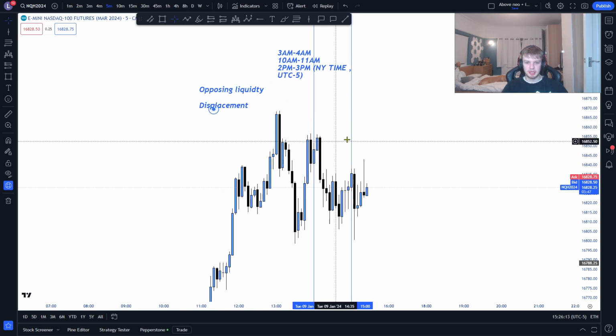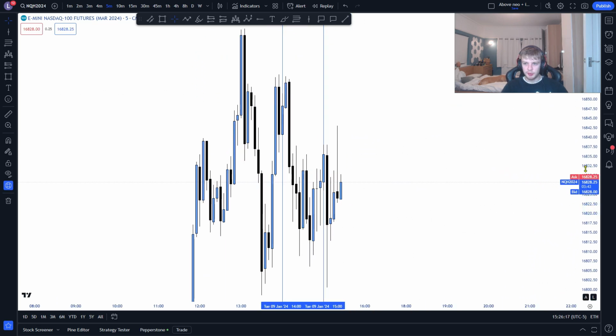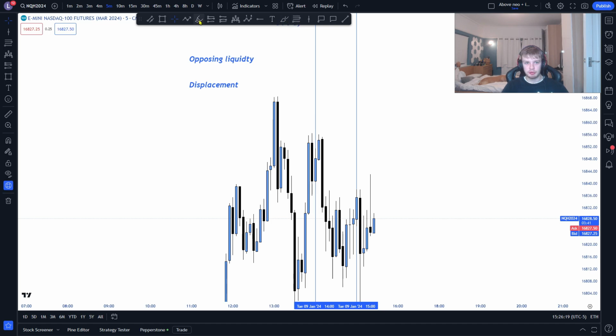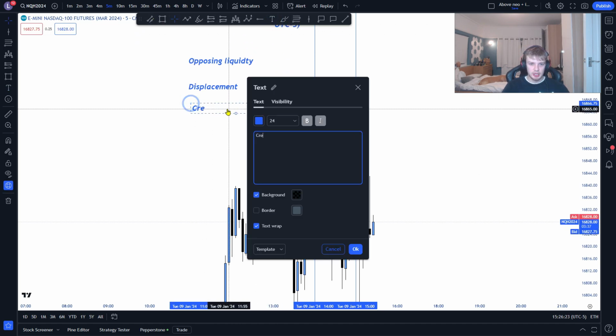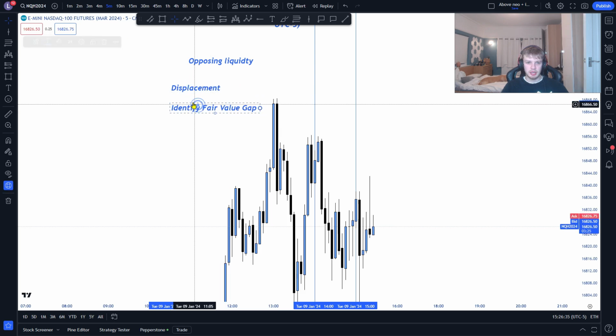Now, I'll briefly explain displacement, okay? All it is is just a larger candle that would mainly create a fair value gap, okay? Now, that's your third step. It is to identify a fair value gap.